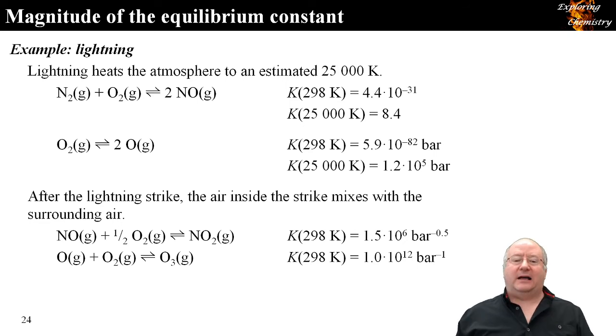Now, after that lightning strike, the air inside the strike diffuses into the ambient air, and where there's oxygen present, you have nitrogen monoxide reacting with oxygen to form NO2, that gives you a brown haze. But you also have oxygen reacting with atomic oxygen to produce ozone. And both of those, nitrogen dioxide and ozone, are by far the preferred product there.